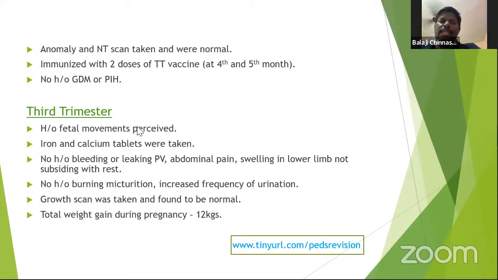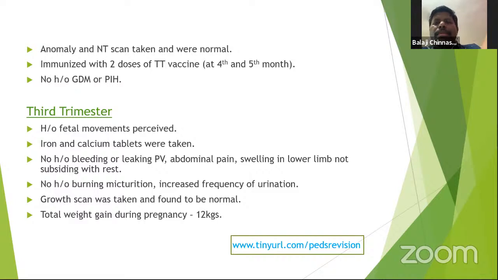So third trimester, what are we concerned about? We are concerned about the growth of the fetus, sir. Growth of the fetus. So growth scan, you want to make sure that the baby is growing very well or not. And make sure that the iron and calcium tablets are continued. So how many days do we usually give, as per community medicine? 100 days, no? Yes, sir, 100 days of iron.